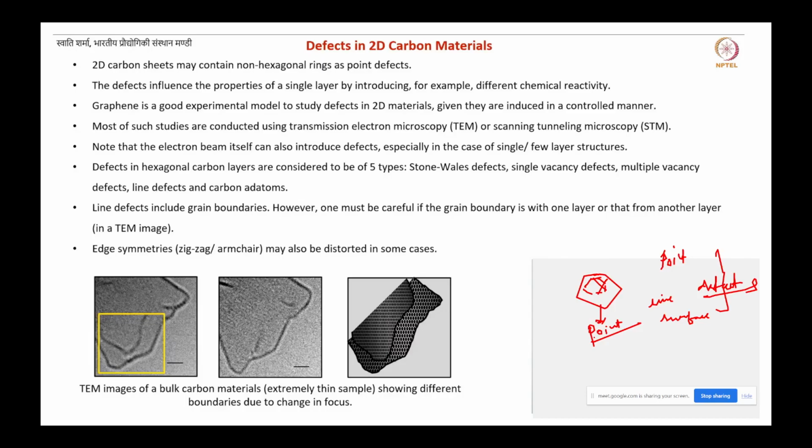Now, graphene is a good experimental model to study defects in 2D material. A very basic question is why graphene is such a good example. We have covered that graphene is a single-layer 2D sheet, so it is the best example for studying a 2D material. We have also seen that graphite is a multilayer of graphene, so when you exfoliate graphite and get a single layer of your 2D material, graphene is very good for studying defects in 2D materials.